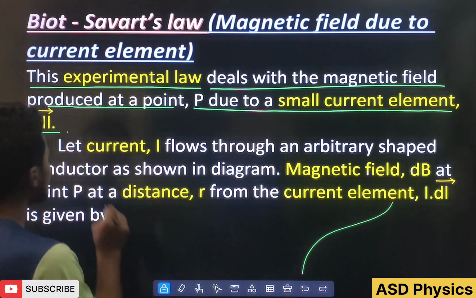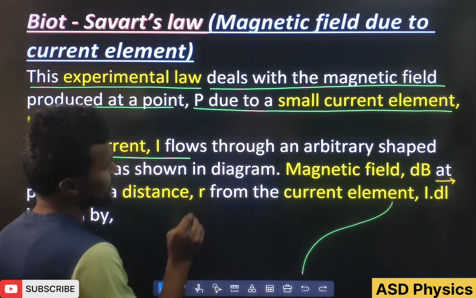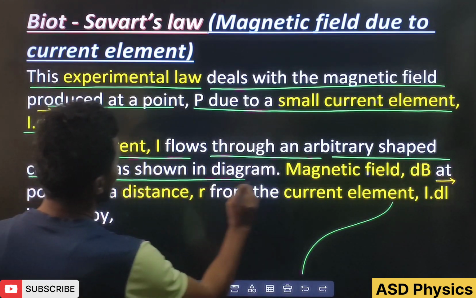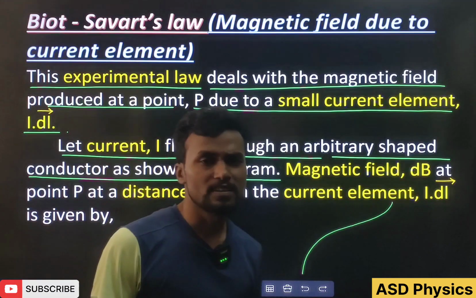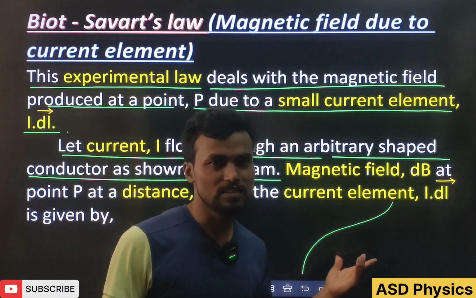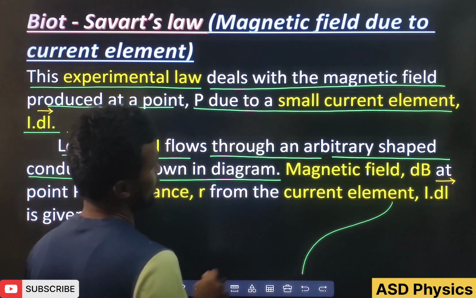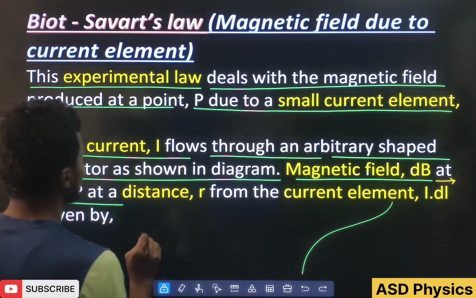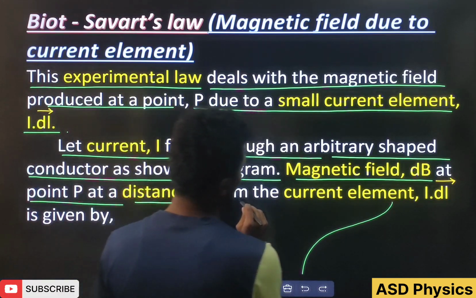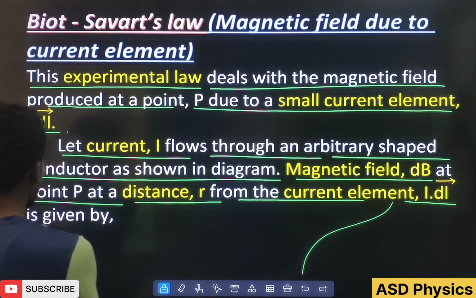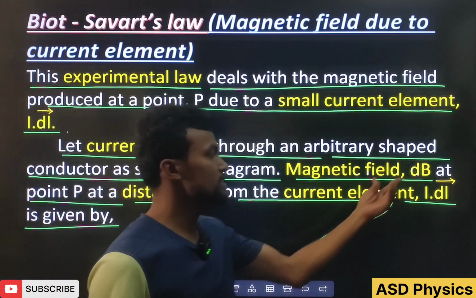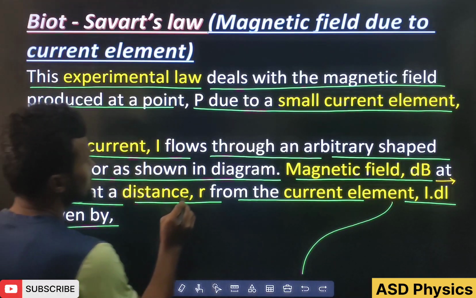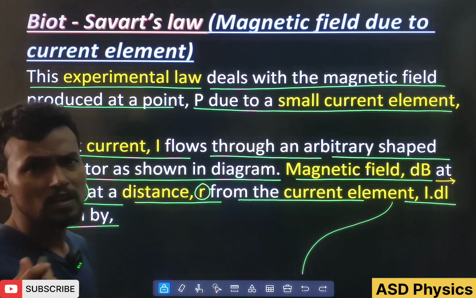Okay, great. Now let's see the situation. Let current I flow through an arbitrary shaped conductor as shown in the diagram. Here the conductor is arbitrarily shaped, that means not a straight line, not a circle and all that, just a normal arbitrary shape. Now see here, magnetic field dB at point P at a distance small r from the current element I dl is given by. So here we are going to calculate magnetic field dB at point P, at small r distance from the current element.